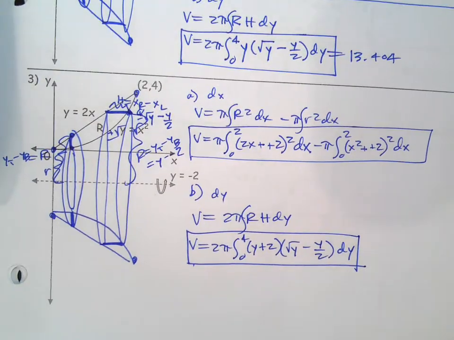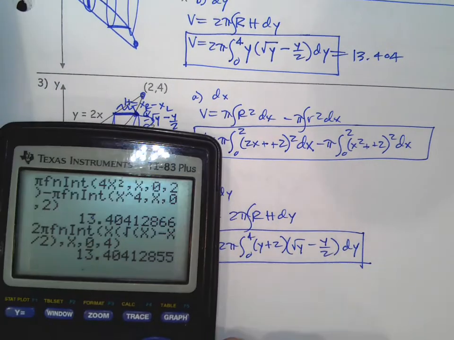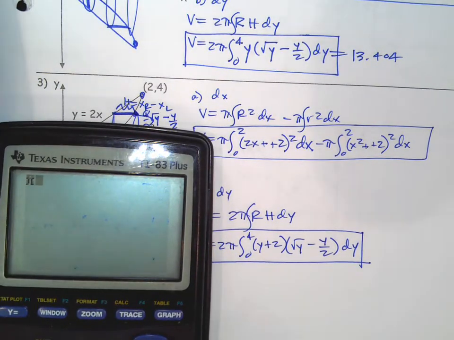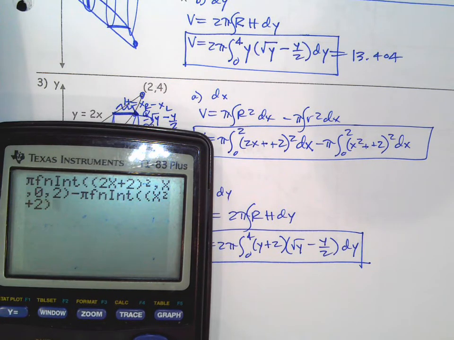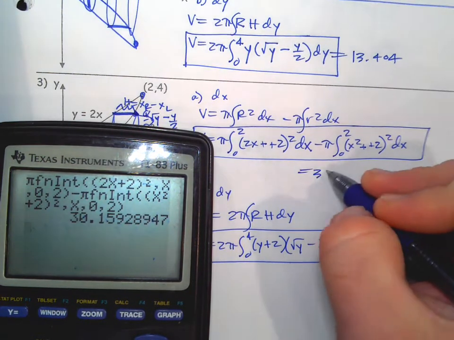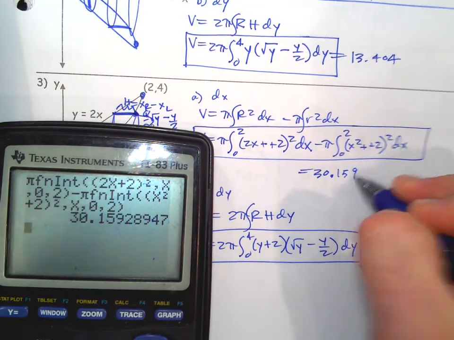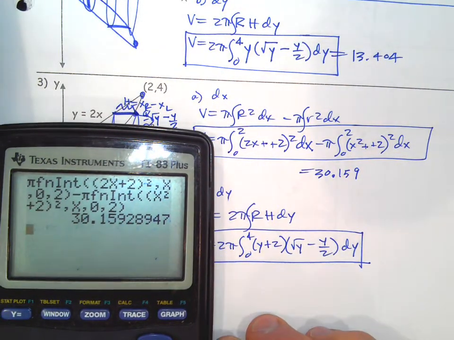So now we can check our answers. Plug them both into the calculator. See if they give the same thing. We have pi, math 9, parentheses 2x plus 2, close parentheses squared, comma x, comma 0, comma 2, minus pi, math 9, parentheses x squared plus 2, close parentheses squared, comma x, comma 0, comma 2. We get 30.159, rounded to 3 decimal places actually comes out the same.